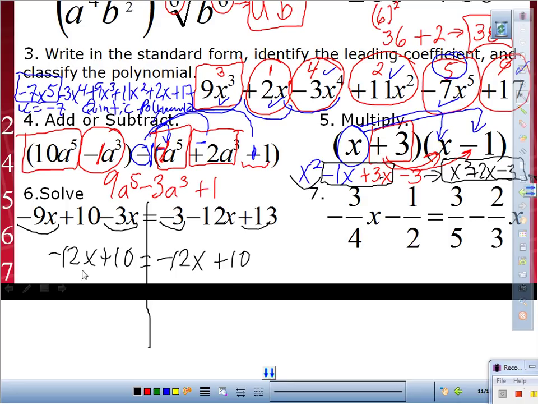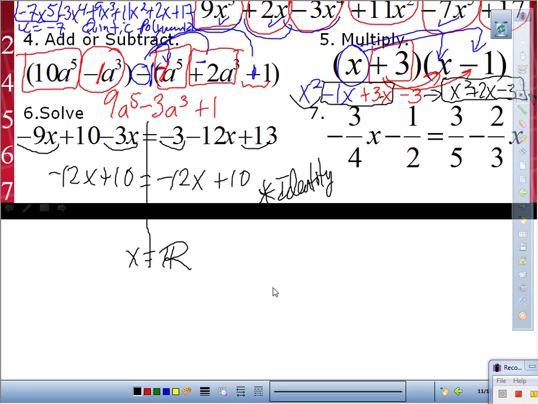Positive 10. What do you guys notice? That these are what? Identical. So at this point, you don't have to do anything else. You just write identity. And what do we know about that? That x equals all real numbers.